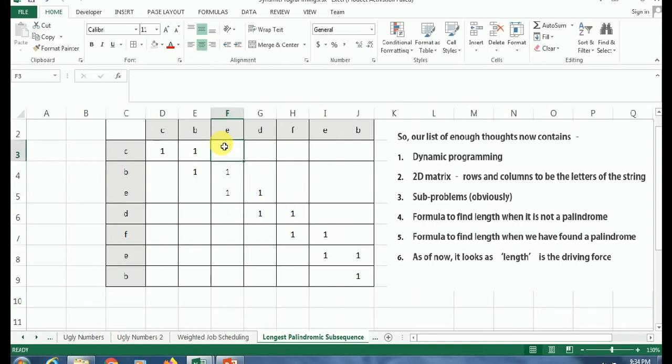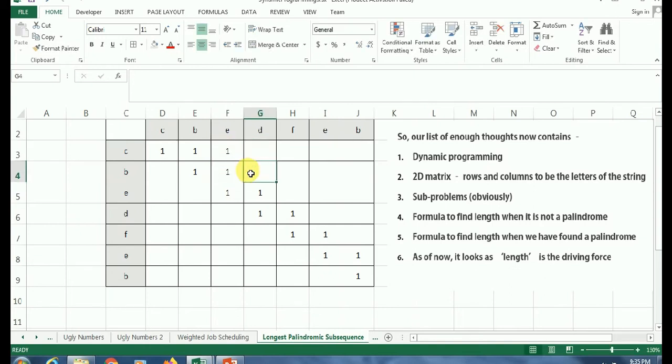All right. Now the length is again incremented by 1 and it becomes 3. So the subproblem becomes CBE. Now point number 4 again applies to this subproblem because C is not equivalent to E. Hence, it is going to be the maximum of CB, which is 1 again, and BE, which is 1 again. As you can see, this is BE, so this is the value. This is the optimized solution of the subproblem BE. Think of it that way. So the maximum of 1 and 1 again gives me 1.